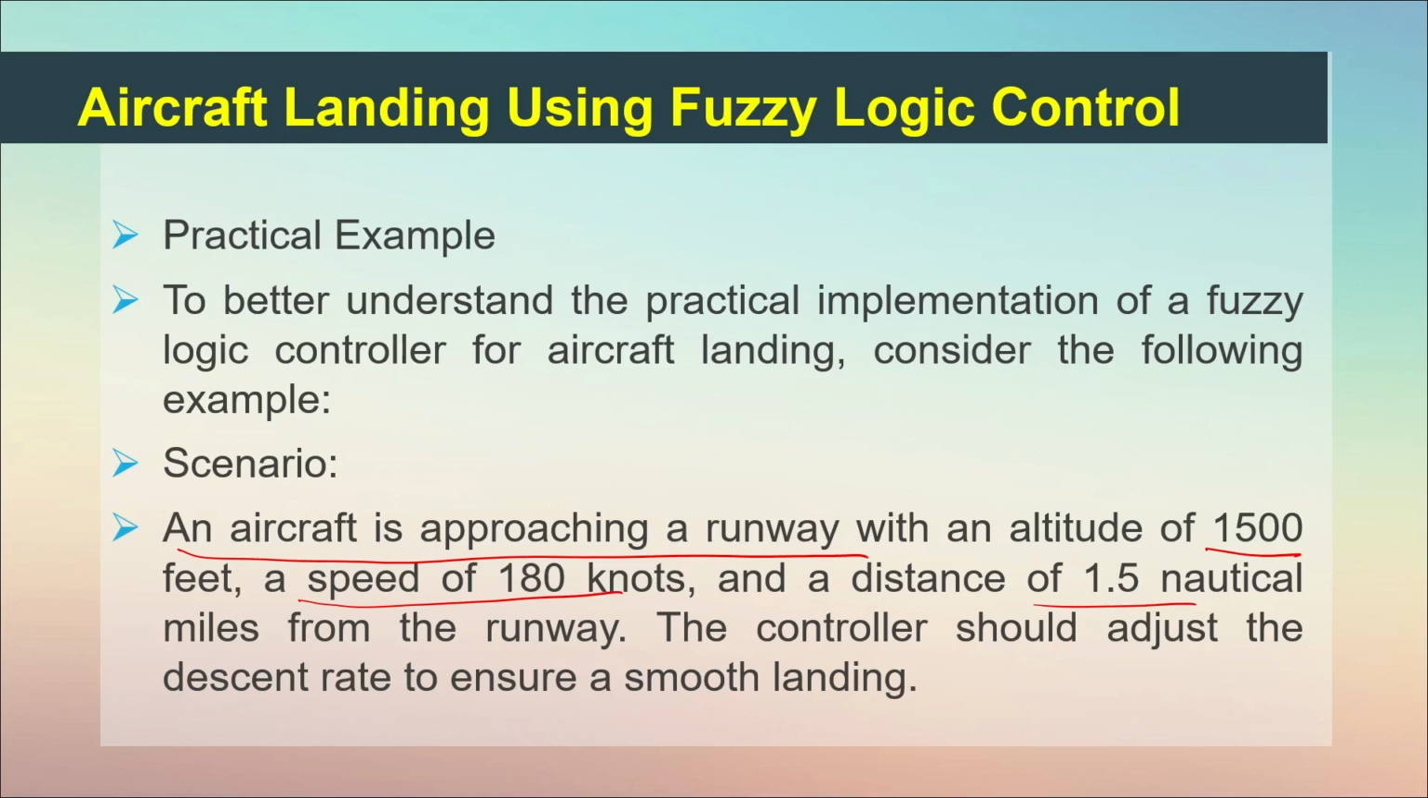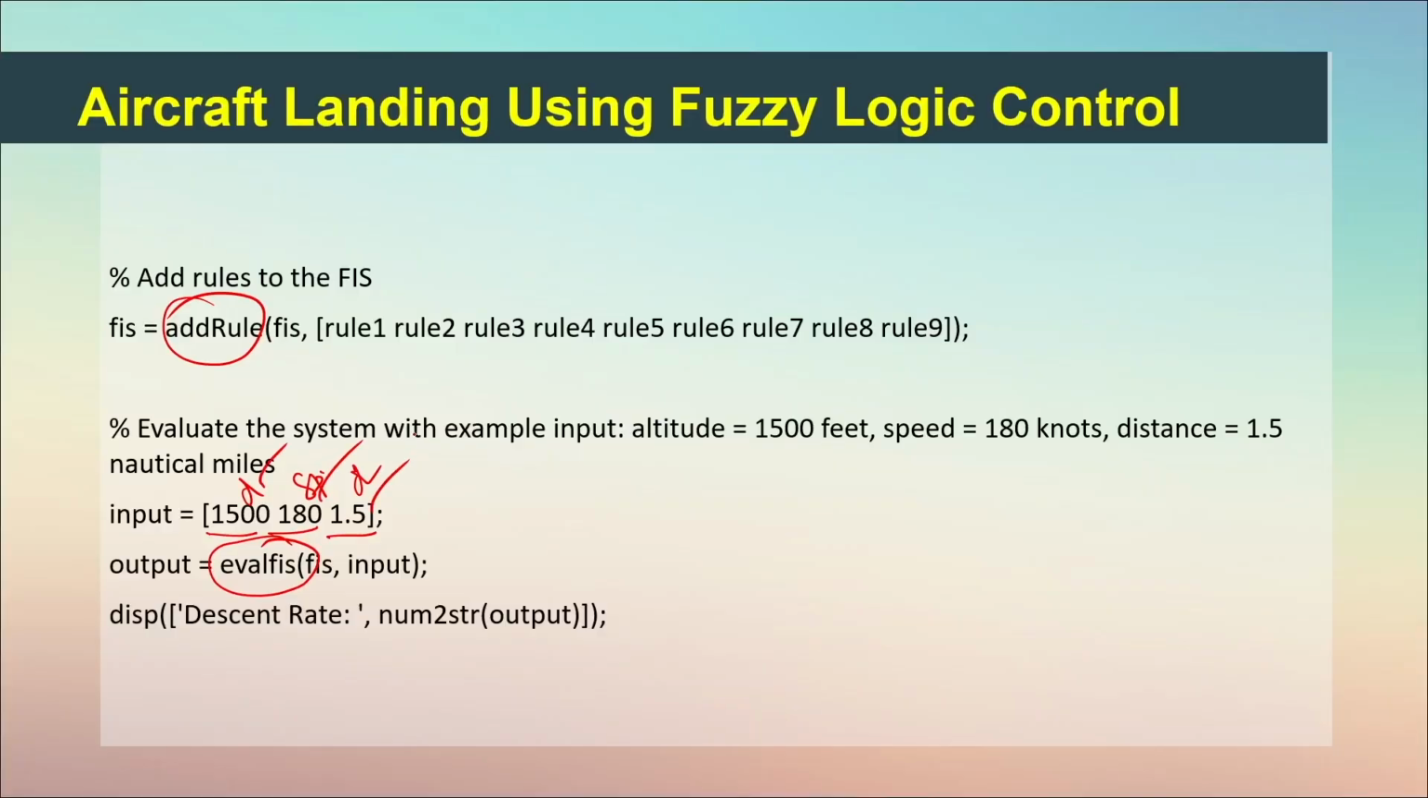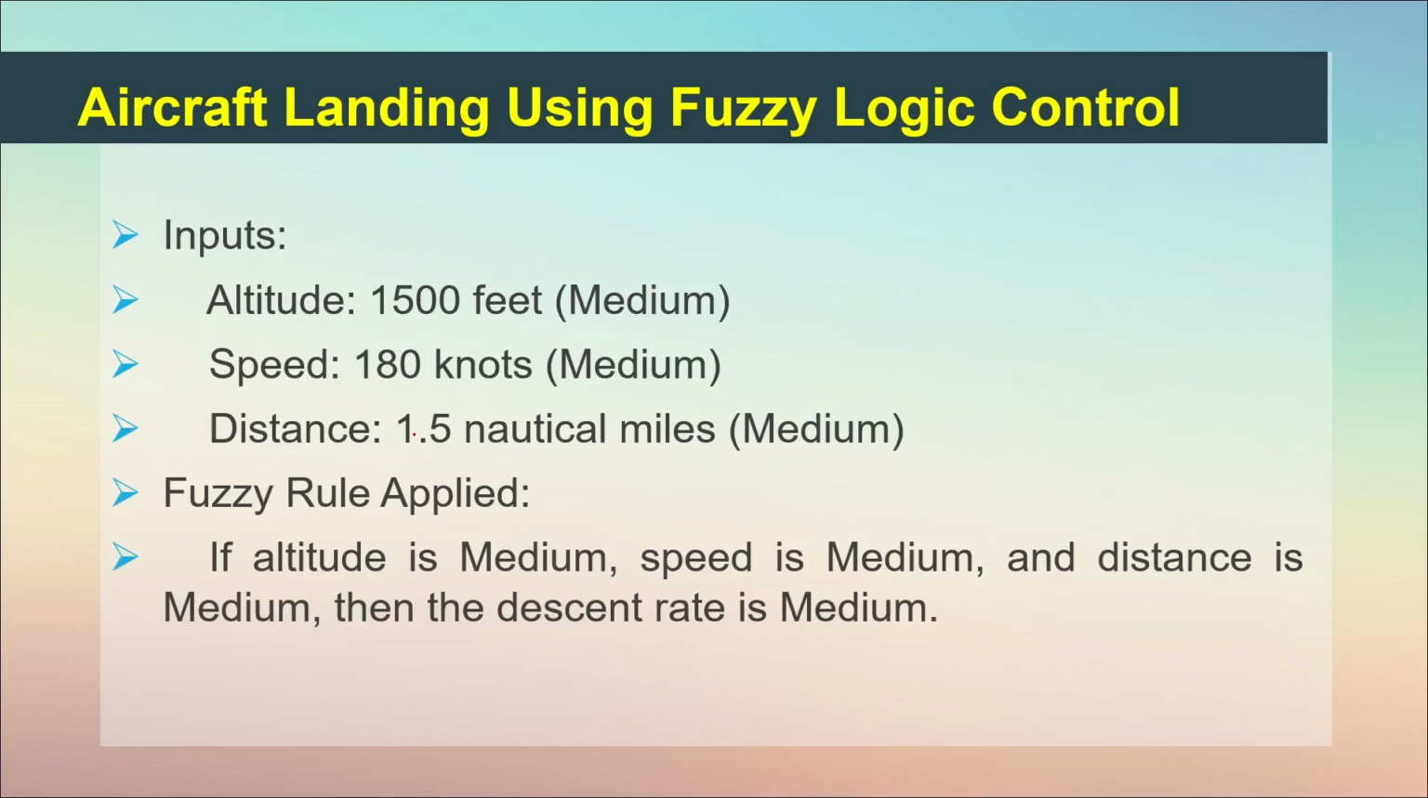So, how are you going to adjust that controller so that the descent rate is adjusted in order to ensure a smooth landing? Now, assume that the flight is approaching the runway, whose speed, altitude and everything is given. So, you need to design the control. The input is what is given here: altitude 1500, speed 180, and the third value. With these three values given, the fuzzy rules are applied.